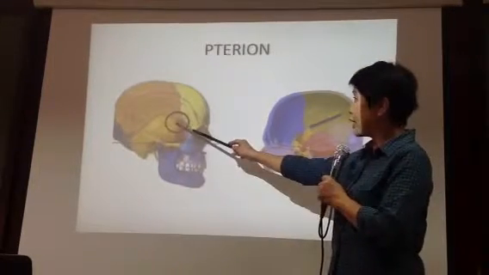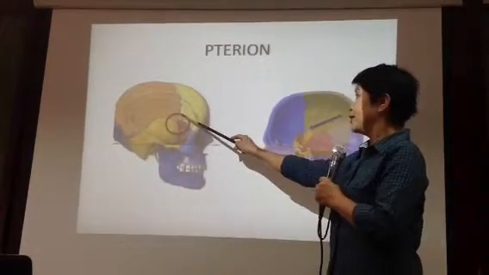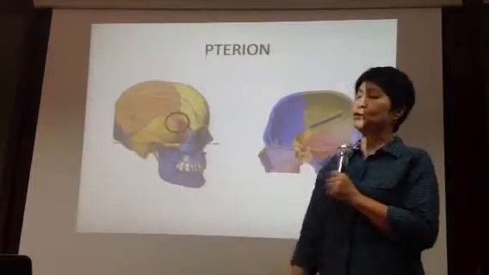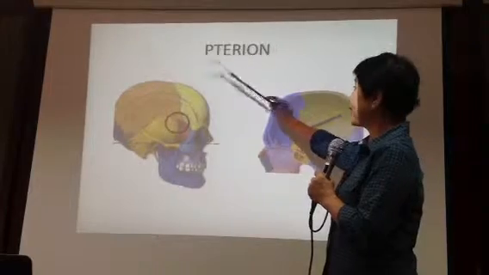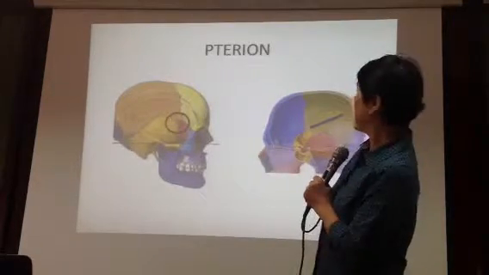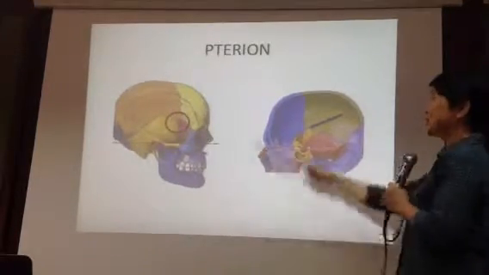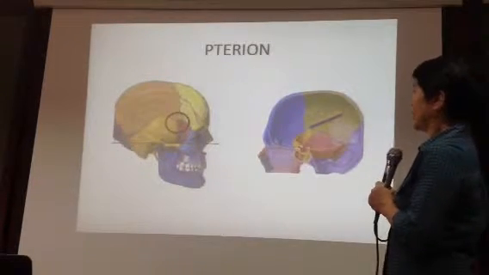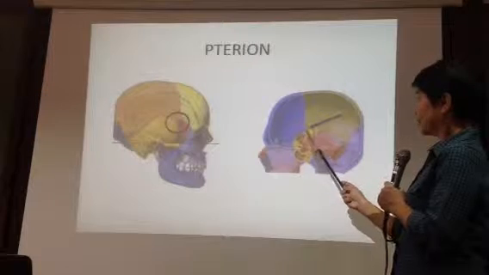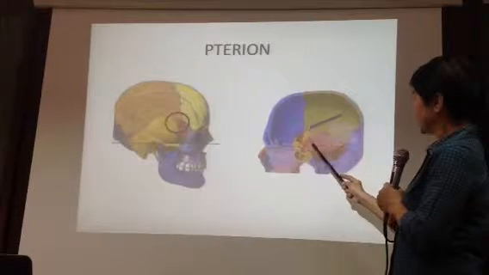So you have that H-shaped suture. The area where you have that H-shaped suture is called the pterion. So take note of the spelling again. Mali ba? It starts with the letter P, no? Alright, so pterion. And inside the cranial cavity, this is still the pterion.